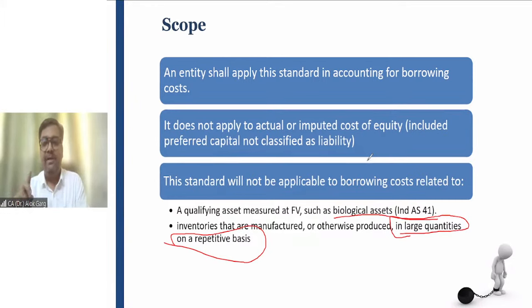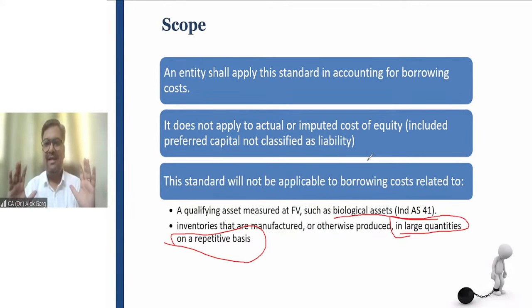So if a company has raised money through issuance of redeemable preference share capital, then whatever dividend the company is paying on this preference share capital, the company has to show that dividend as an interest cost, right? And that interest cost is eligible for capitalization if this money is used for the acquisition, construction, and production of a qualifying asset. I hope it is clear.